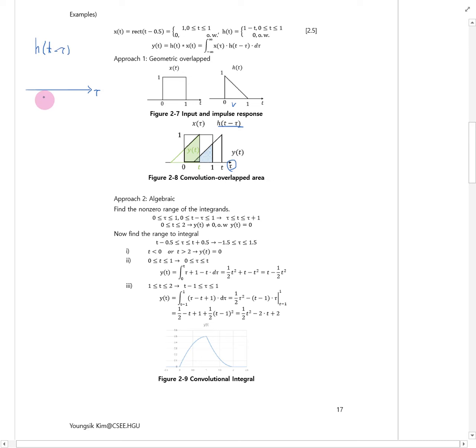So this function looks like this one. Because it's reversed and scaled, this is t. And this point is t minus 1. Okay? So think about this one.